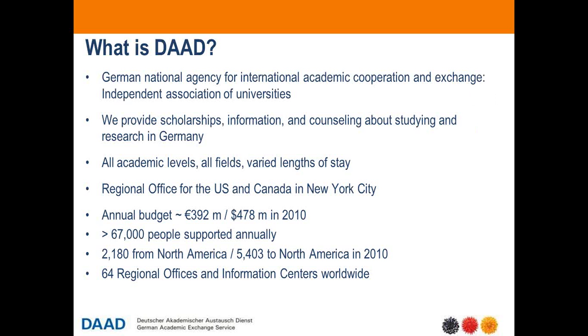You can see we have a huge budget, and with that huge budget, we support worldwide around 67,000 people going to and from Germany. Each year we receive around 5,000 Germans to study, research, and intern in the States with our funding, and we send around 2,000 Americans and Canadians to Germany. And one thing I want to note early on is when we say North Americans, we mean people that are studying in North America. So for most of our grants, we don't care what your citizenship is, just as long as you're a degree-seeking student here in the States, then you're considered North American.